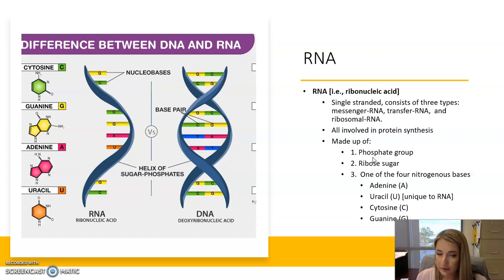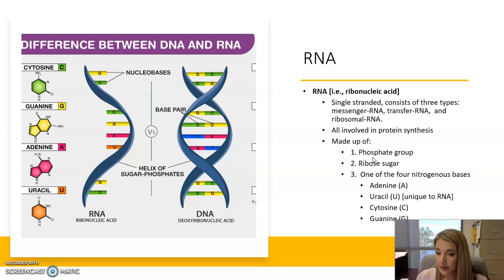And then the third and final difference has to do with the nitrogenous bases. If we think back to DNA, each nucleotide has one of the 4 nitrogenous bases, A, T, G, or C. It's a little different with RNA. In RNA, the nitrogenous bases can still be A, can still be G, and can still be C. However, there is no thymine in RNA. Instead, we replace thymine with uracil. So in RNA, your nitrogenous base options are A, U, G, or C.